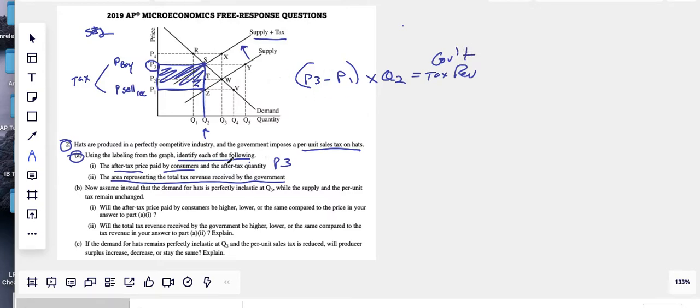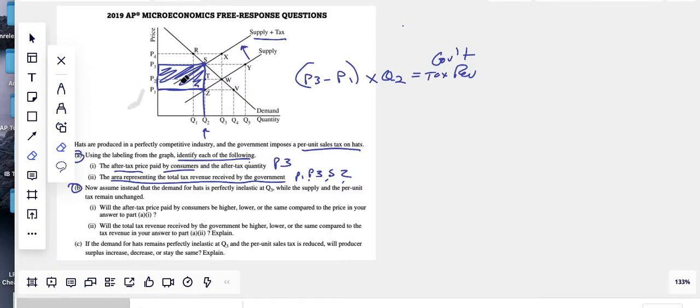All right. They're not asking us to find that. They just want the area, so we would say what? P1, P3, SZ. I think that's right. P1, P3, SZ. Now assume instead that the demand for hats is perfectly inelastic. So let's back up here. This is where it gets a little bit more challenging.